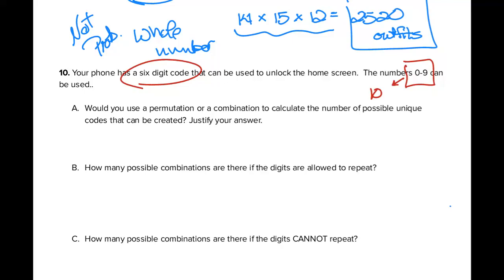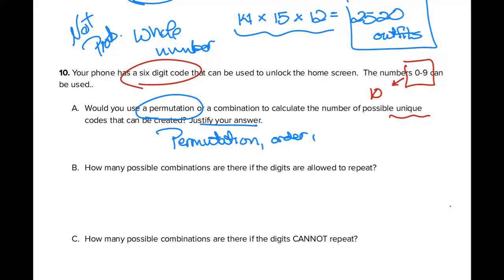All right? So to do this code, would you use permutation or combination to calculate the number of possible unique codes that can be created? Would that be a permutation or combination? Survey says, it should be a permutation because order matters. So permutation, justify your answer.